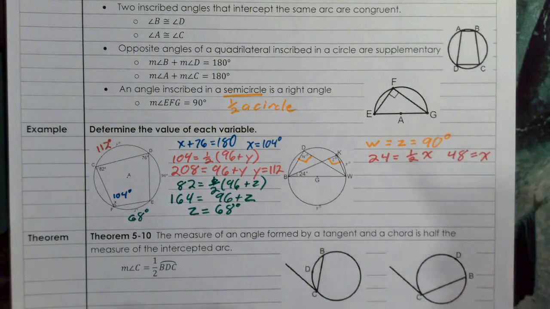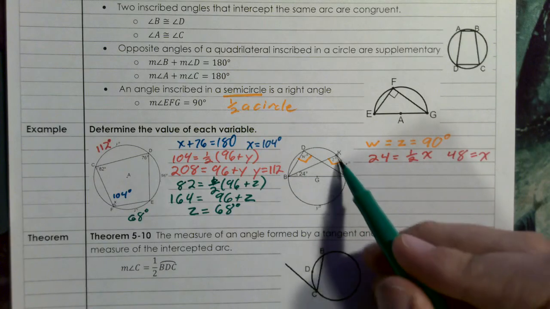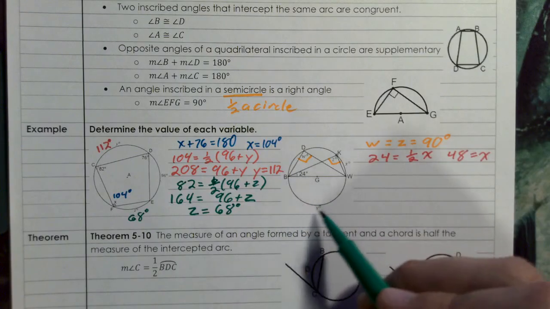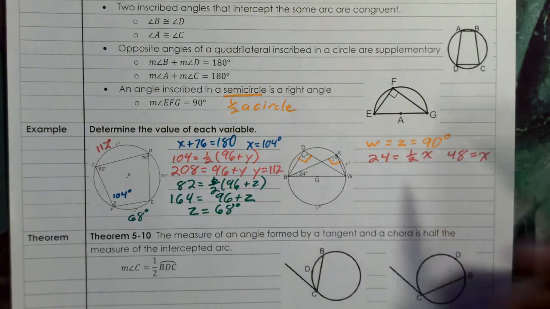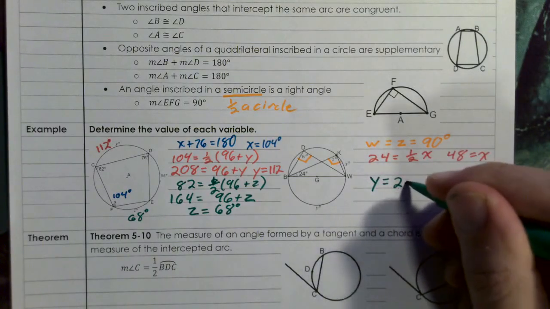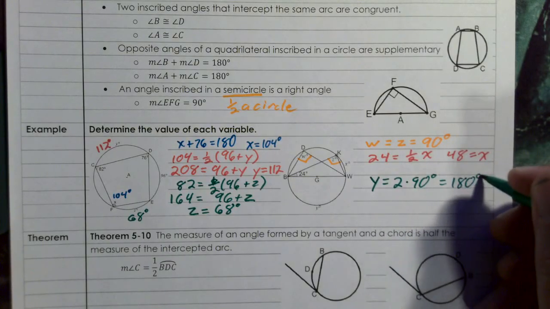Last thing we got to get is this Y down here. That y is coming from this intercepted angle, which we know is 90. We also know that it's half of that circle, so really we just got to double that 90. Y has got to equal 2 times our 90 degrees, which is 180 degrees.